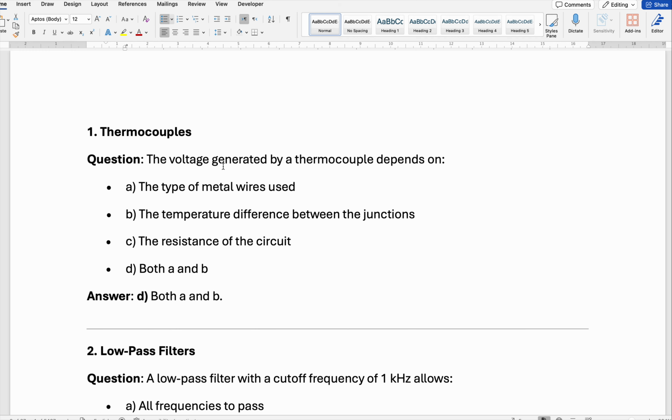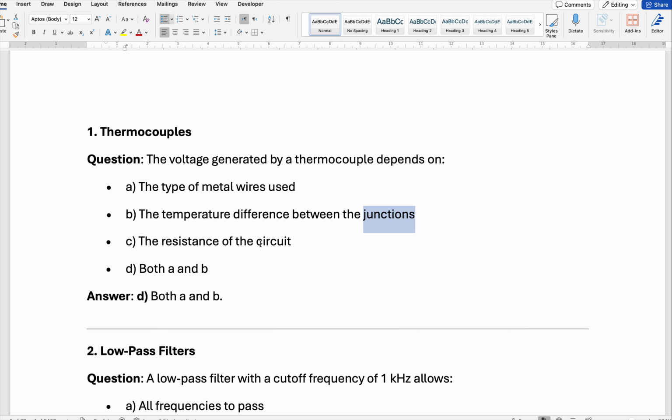Thermocouples. Now, the thermocouple, as we said, has the Seebeck effect. It produces voltage based on two dissimilar materials. So the voltage generated by a thermocouple depends on the type of metal wires used. Yes, it depends on the metal wires because of the two dissimilar materials. The temperature between the two junctions: yes, one is the reference and the other one is the one that we are measuring or changing.